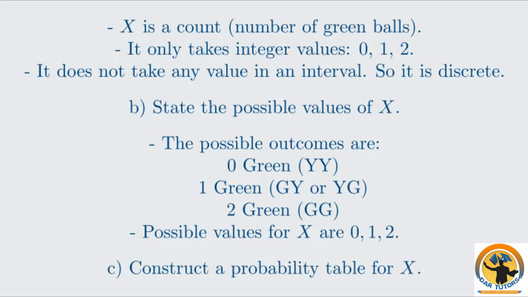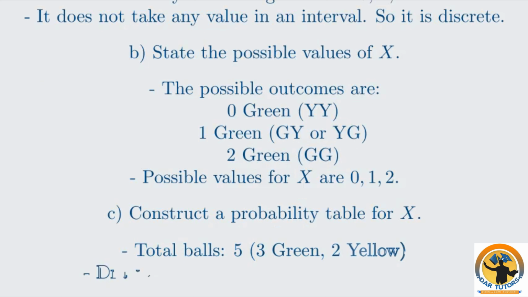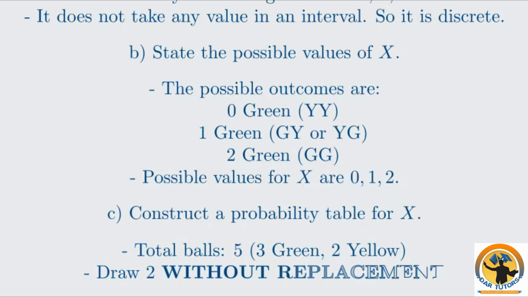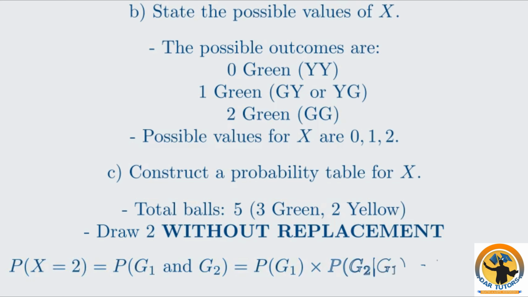Part C asks to construct a probability table. We need to find P(X = 0), P(X = 1), and P(X = 2). Since we're drawing without replacement, we use conditional probabilities. The probability of X = 2, which is drawing 2 green balls, is the probability of drawing a green, then another green. That's 3/5 times 2/4, which is 6/20.